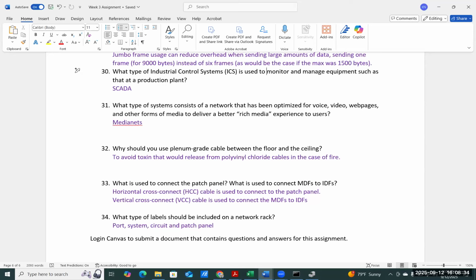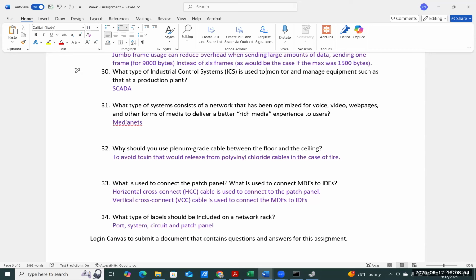So this is actually the one that answers the second question here. So you would use HCC, the horizontal, to connect the cable to the patch panel, right? And then the VCC would connect that to the rest. So your MDFs and IDFs.